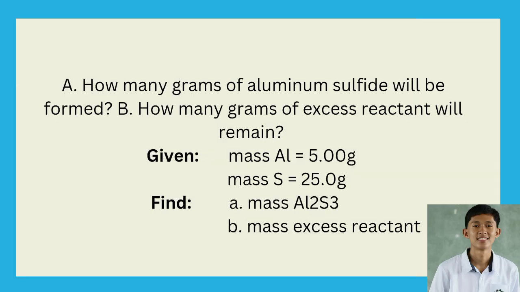Good day everyone, in here we have a problem. We have aluminum and sulfur. We know their masses: 5 grams of aluminum and 25 grams of sulfur. Our task is to find two things. First, how many grams of aluminum sulfide will be produced when they react, and second, how much of the extra reactant will be left over.